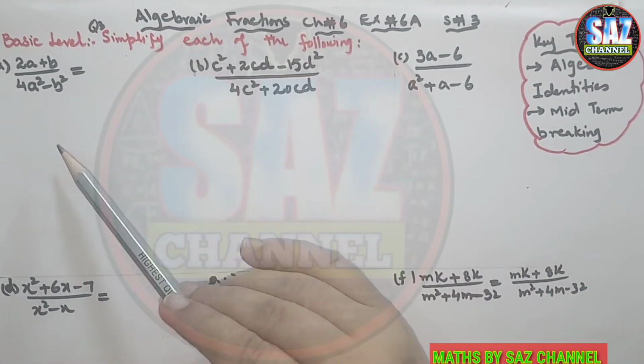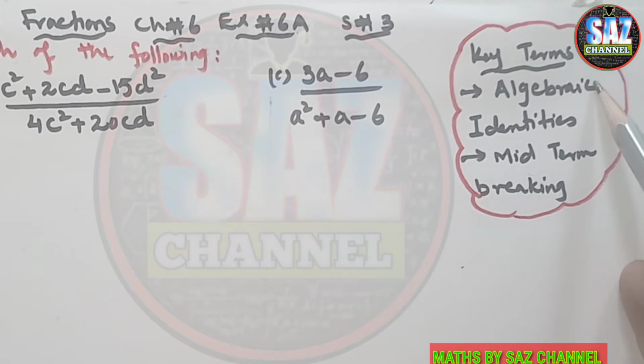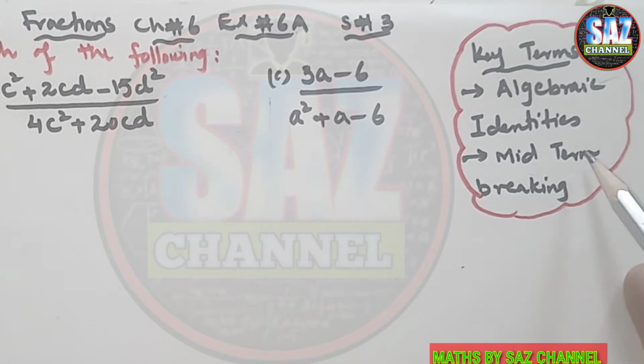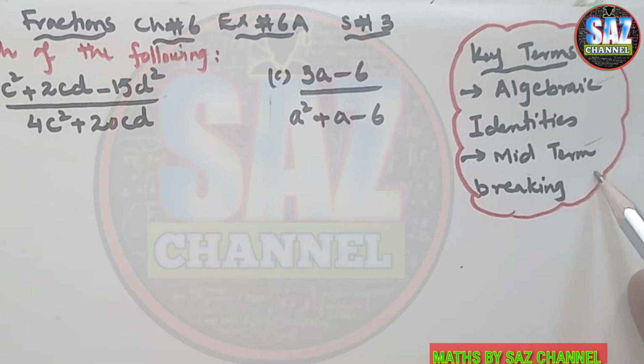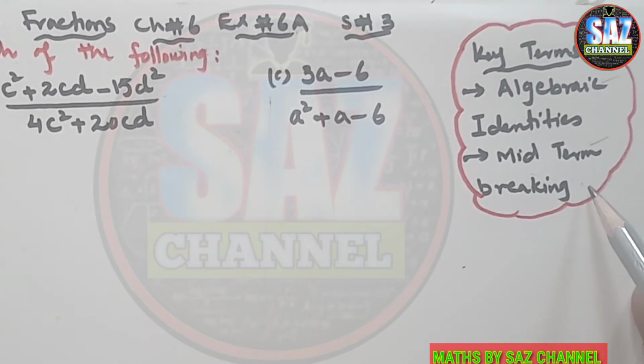Before going to the lesson, there are some key terms that we have to understand. We should have a grasp on algebraic identities and the mid-term breakage. Mid-term breakage is a really important concept. If you find any difficulty in understanding the method of mid-term breakage, you can watch my previous lessons, for which I'll give the link in the description box.